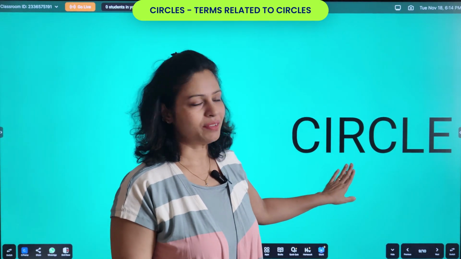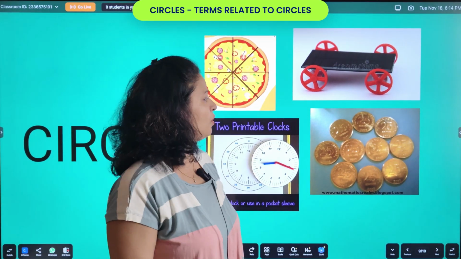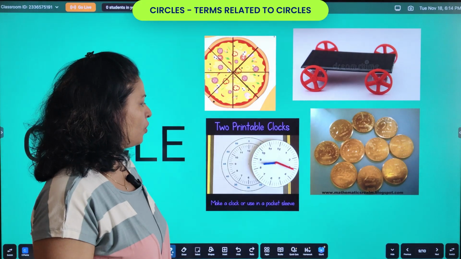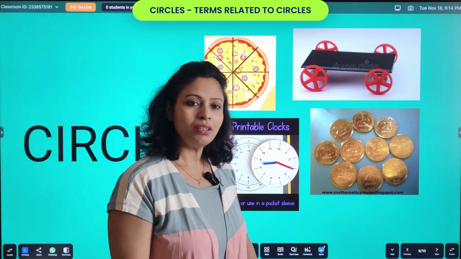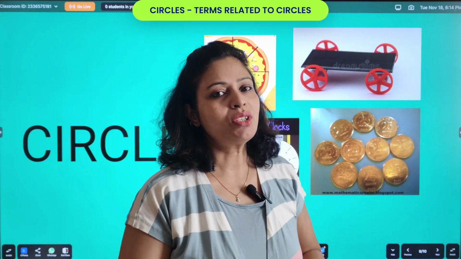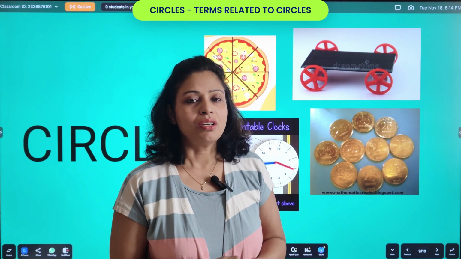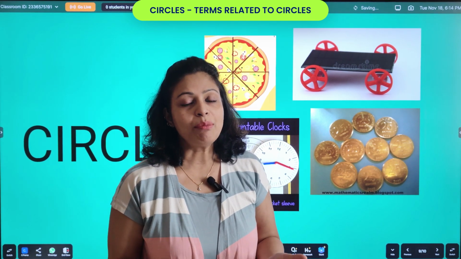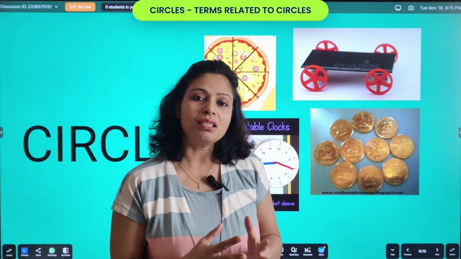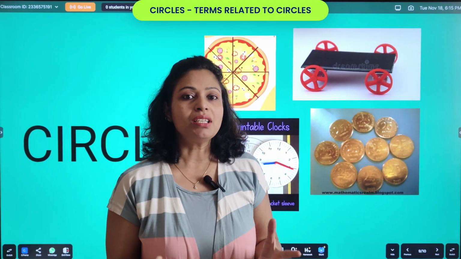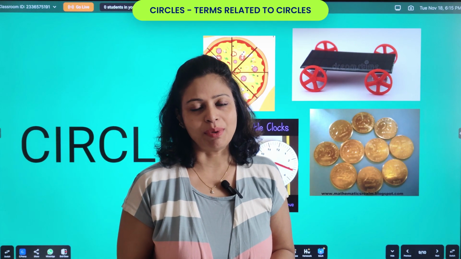Circles are everywhere. From the wheels spinning, or the pizza that you eat, or the time that you see in the clock, and even the coins in your pocket, right? So circles are everywhere. But what makes a circle a circle? What is a radius? What is a diameter, and why is the diameter the longest? And how are shapes like a sector or a segment present inside a circle? So let's explore the world of circles with me.